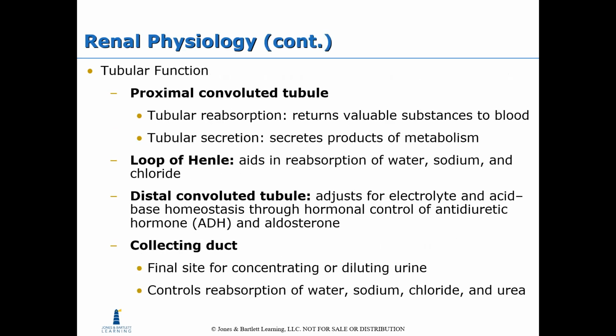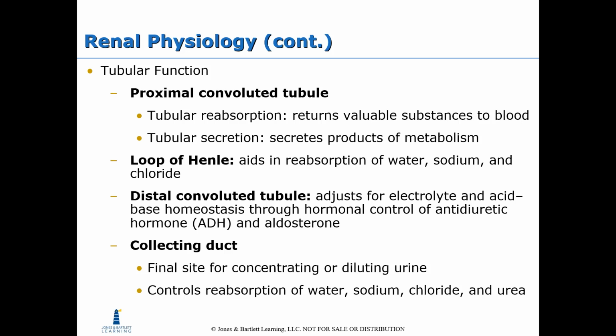The proximal tubule does both reabsorption and secretion, and there is a difference between the two. Reabsorption is taking substances from the urine, from the inside of the nephron tubule, and putting them back into the blood. Those substances are still needed in the body, so they're nutrients that the body needs. Tubular secretion is putting substances from the blood into the urine.